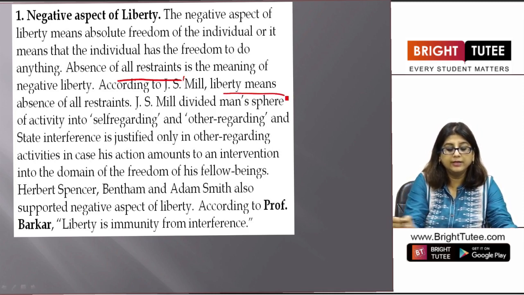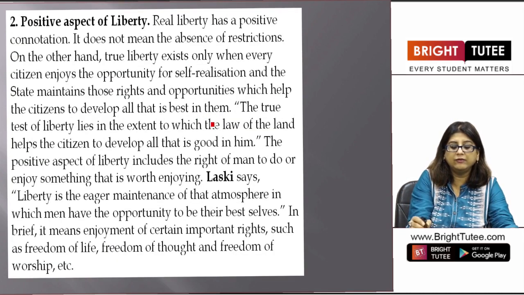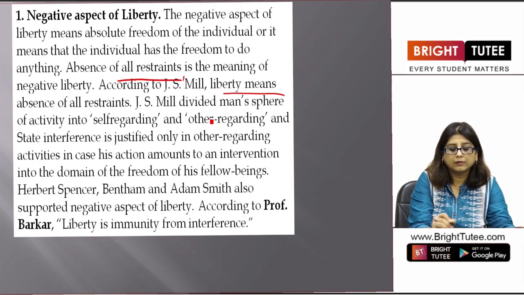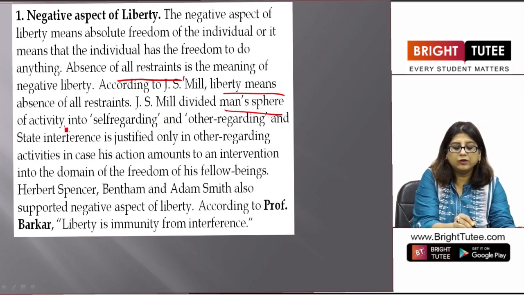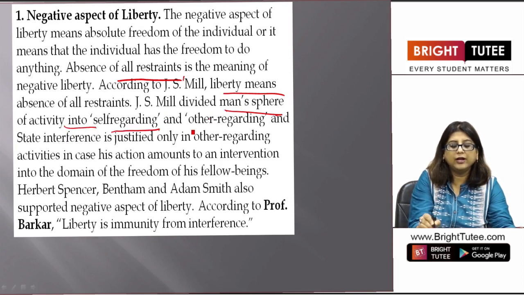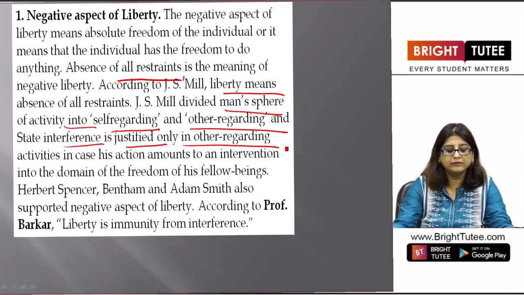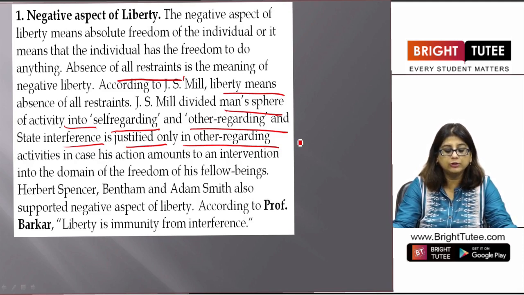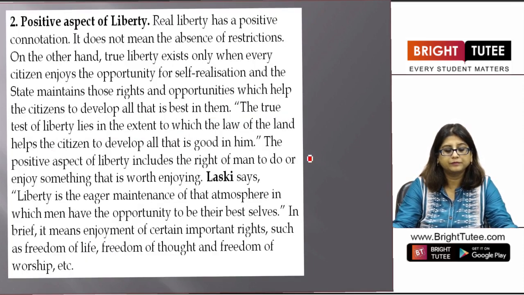Mill, liberty means absence of all restraints, and he divided man's spheres of activity into self-regarding and other-regarding, and state interference is justified only in other-regarding activities, in cases where an action amounts to an intervention in the domain and the freedom of his fellow beings. And Herbert Spencer, Bentham and Adam Smith also supported the negative aspect of liberty. And according to Professor Barker, liberty is immunity from interference.